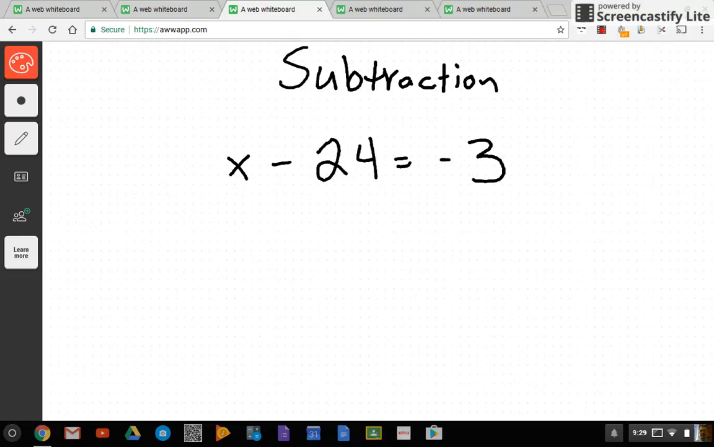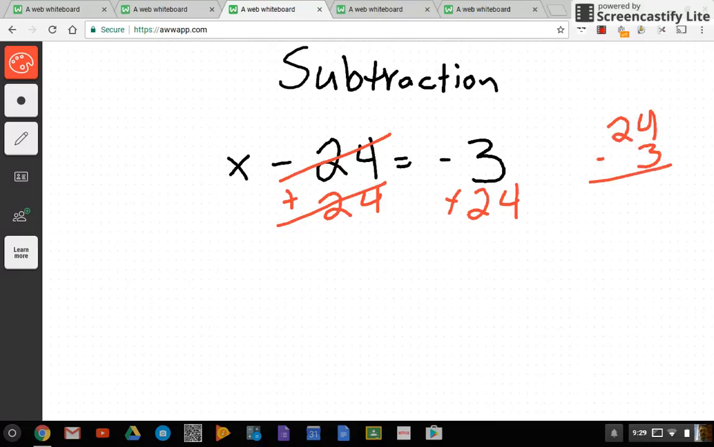Okay, with subtraction, I have this number that was x, my variable. I subtracted 24 and I got negative 3. So the last thing I did to x was I subtracted 24. So the opposite of subtract is to add 24. So if I add 24 to both sides, here it cancels. Positive 24, negative 24. Over here, I've got 24 plus a negative 3, which means I'm doing 24 minus the 3, and I'm going to take the positive sign.